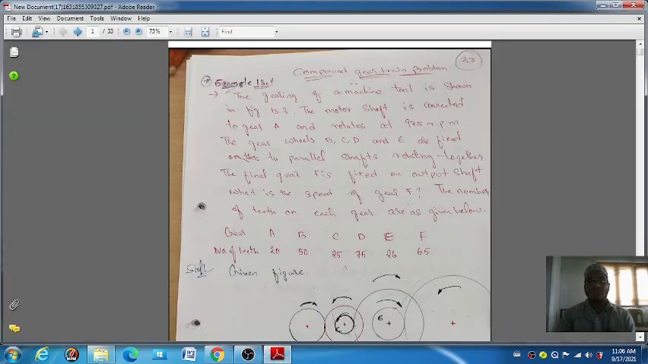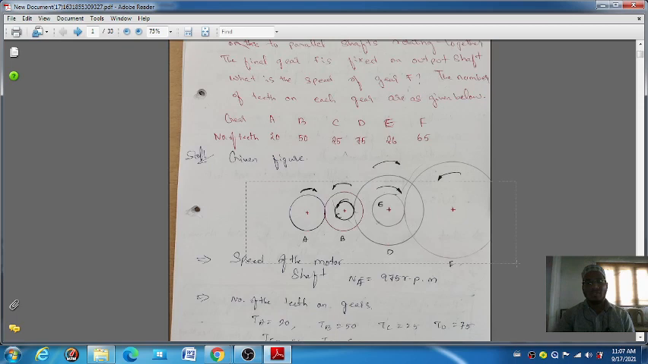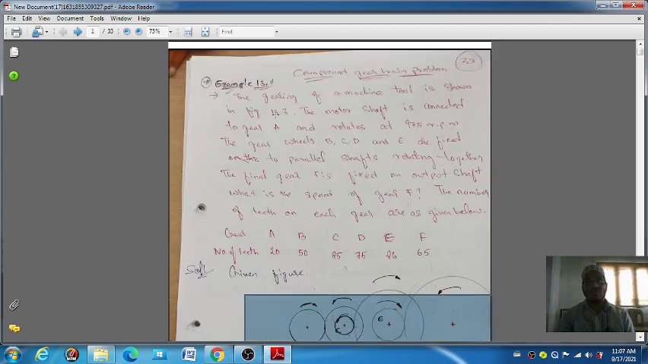So here we are discussing compound gear train problems. One of the problems is solved for you to understand the compound gear train. The gearing of a machine tool is shown in the figure. The figure is given. Sometimes the figure will be given, but sometimes you have to draw the figure. Okay, here the gear figure is given.